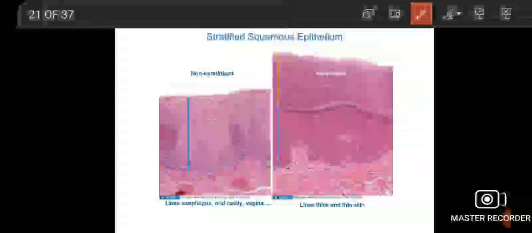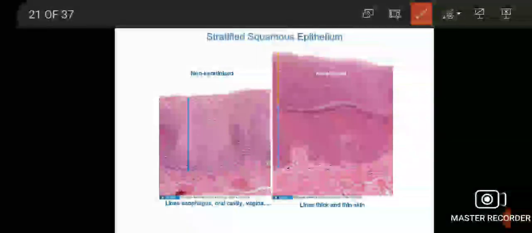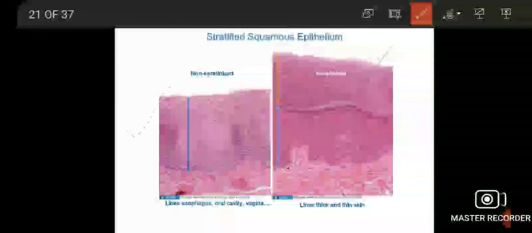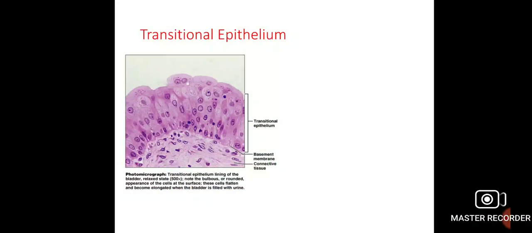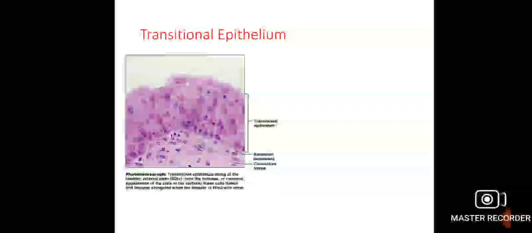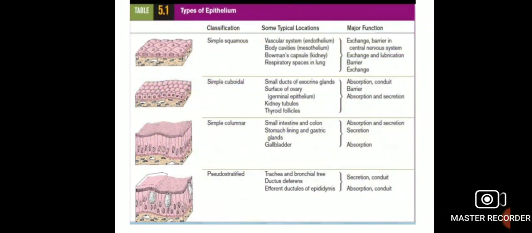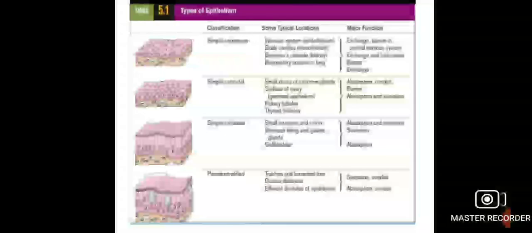This is again a diagram of the non-keratinized and keratinized epithelium. This is the keratinized epithelium, and this is non-keratinized epithelium. You can appreciate the height. Here above a lot of keratin is present, here no keratin is present. The other is transitional epithelium. I will cover the transitional epithelium in the next lecture. And these are the different types of epithelium.